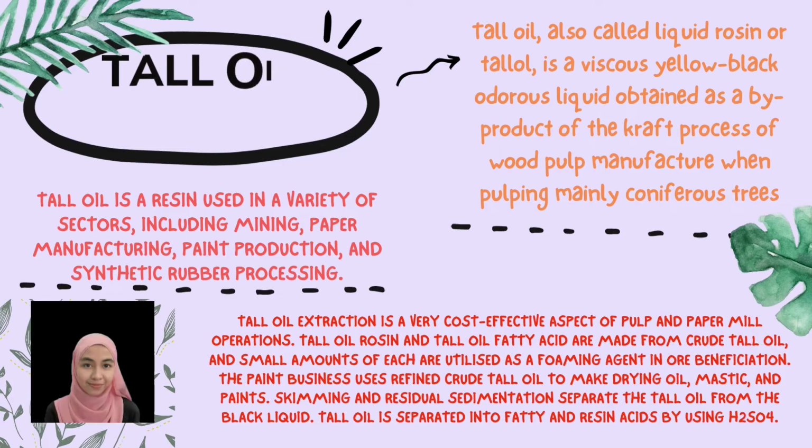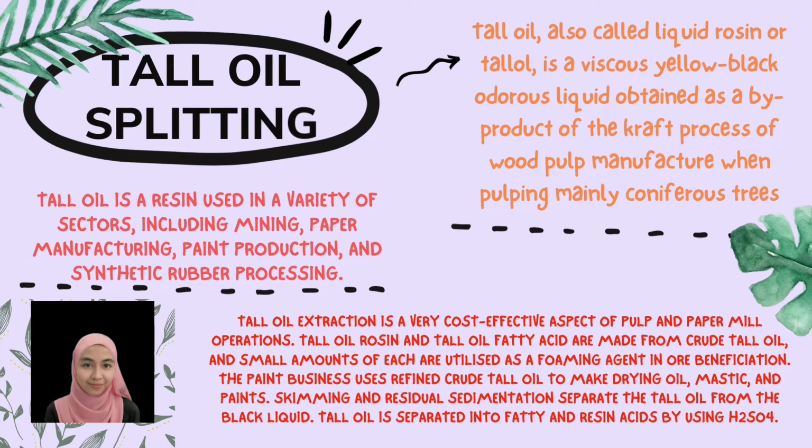Tall oil, also called liquid rosin or tallol, is a viscous yellow-black odorous liquid obtained as a byproduct of the kraft process of wood pulp manufacture when pulping mainly coniferous trees. Tall oil is a resin used in a variety of sectors, including mining, paper manufacturing, paint production, and synthetic rubber processing. Tall oil extraction is a very cost-effective aspect of pulp and paper mill operations.